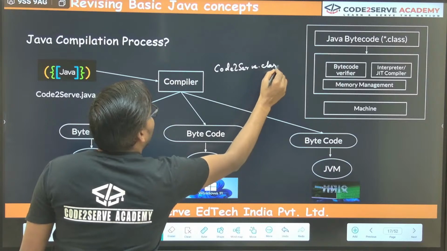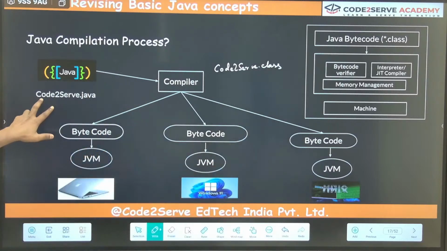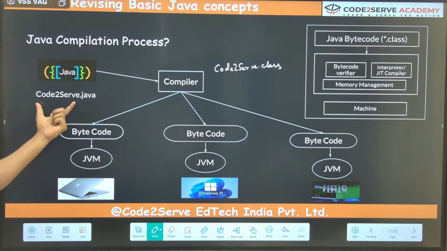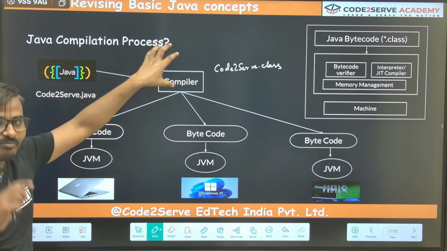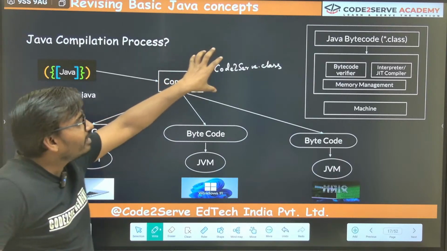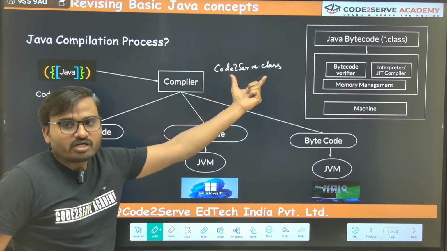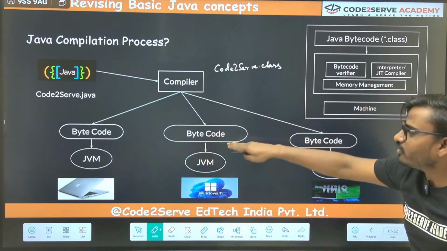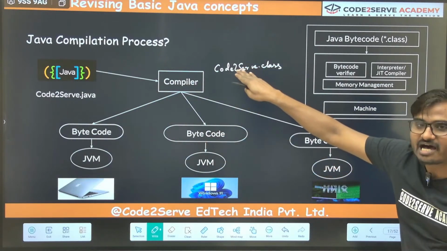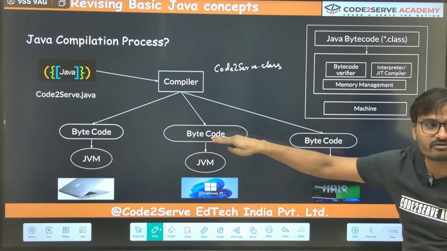Got it? So initially we had one file named code2serve.java, and when you clicked on the compile button, that is the run button, it got converted into .class. And this .class is basically your bytecode.